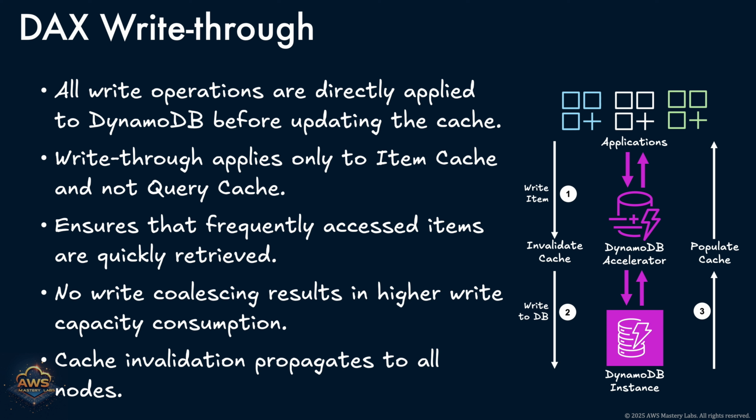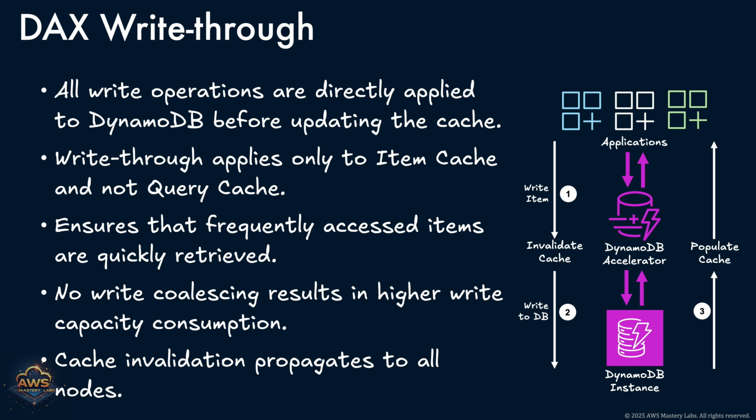Once DynamoDB successfully processes the write, DAX will then update its in-memory item cache to reflect the latest data. This guarantees that any subsequent reads for that item will return the updated value, minimizing latency for frequently accessed records. It's important to note that write-through only applies to the item cache, not the query cache.